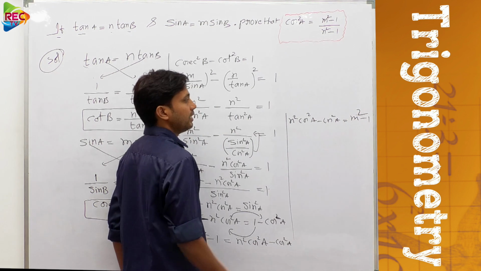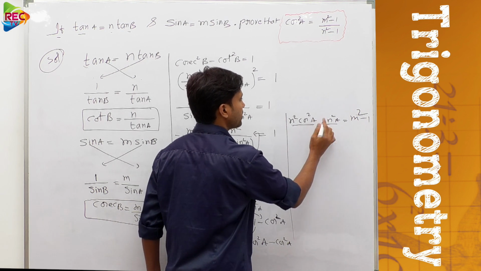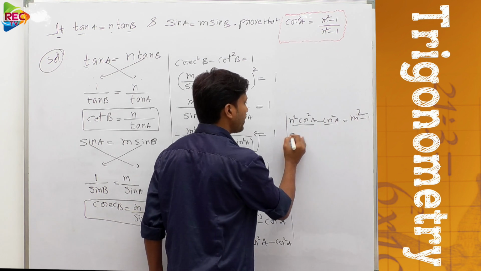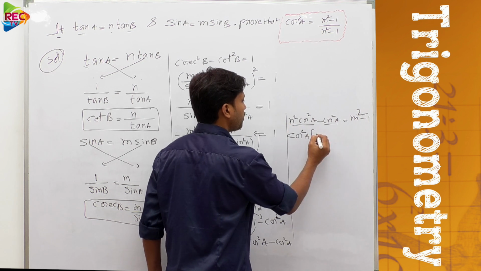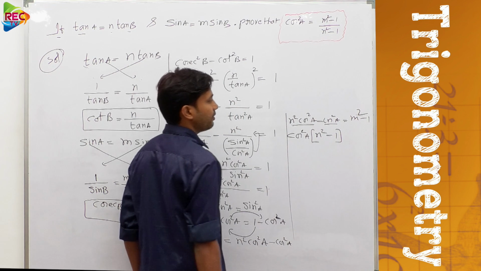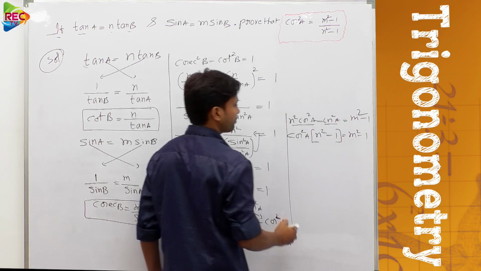M square minus 1. Just tell me, here are the two terms. Among these two terms, cos square A is common or not? Exactly, cos square A is a common factor. So, taking cos square A common, what is left over here? N square, and here nothing is there, so here 1 is left. So therefore, m square minus 1.